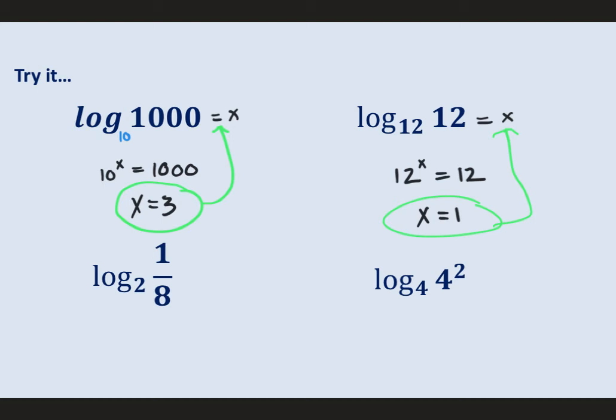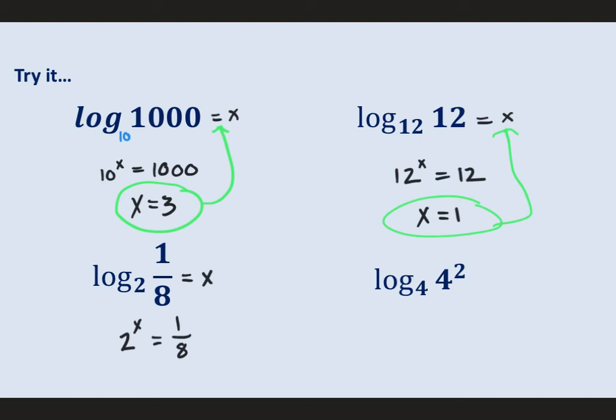All right, let's keep going. There's some other tricky ones, slightly trickier ones here. Log base 2 of 1/8. Now, this is a little weirder. So we'll go ahead and say x. So we say 2 to what power equals 1 over 8.